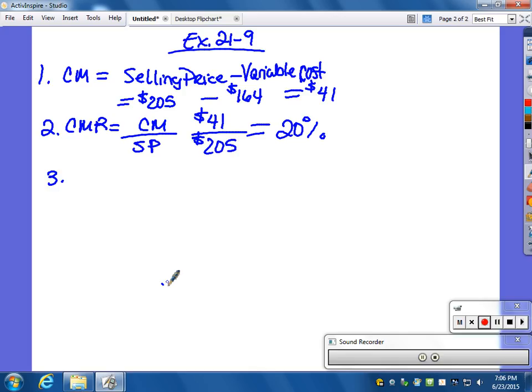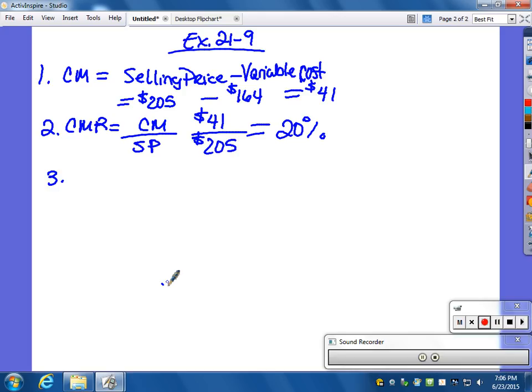Exercise 21-12. Refer to exercise 21-10, which we did not do. We should do it. We're going to have to. Can't do 12 without doing 10. So exercise 21-10 is a part of the job. So exercise 21-10, let's start there.